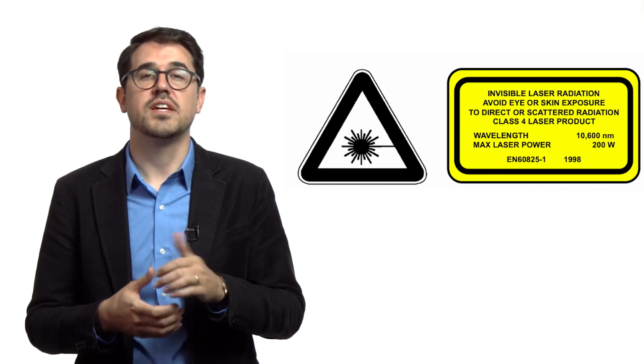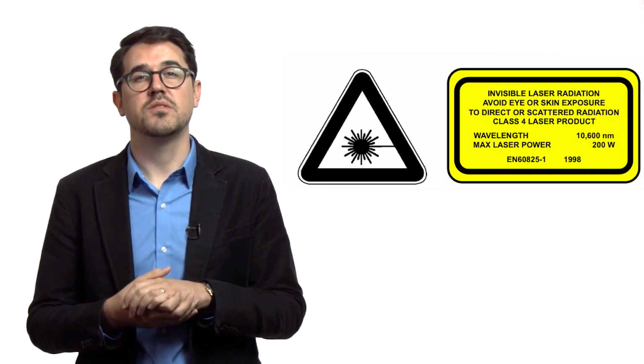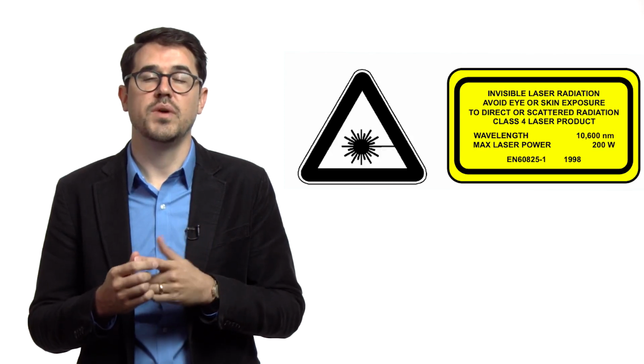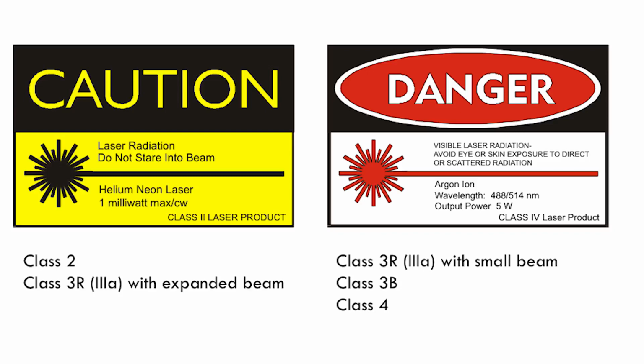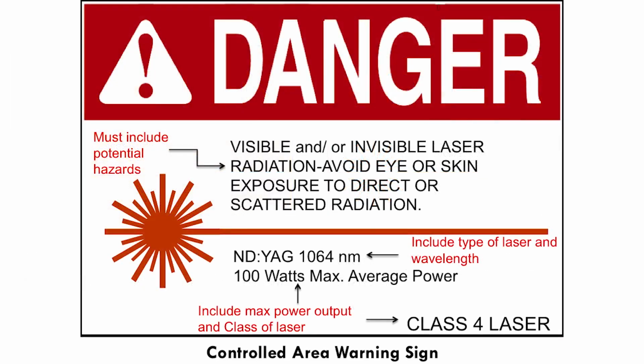The triangle will tell you that it's a laser, and the rectangle will tell you its classification, wavelength, and maximum power. A specific sign should be posted at the entrance to any lab with an operating laser. Caution is used for Class 2 or 3R lasers, and danger is used for Class 3B or 4. The sign should include any potential hazards, the type of laser, its wavelength, maximum power, and classification.